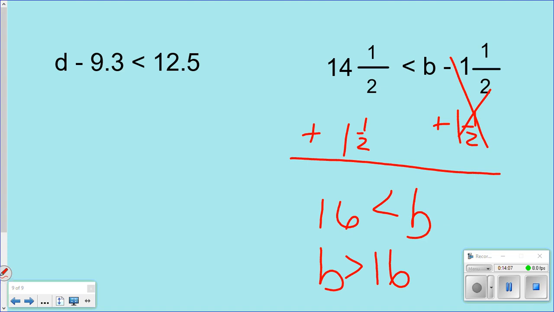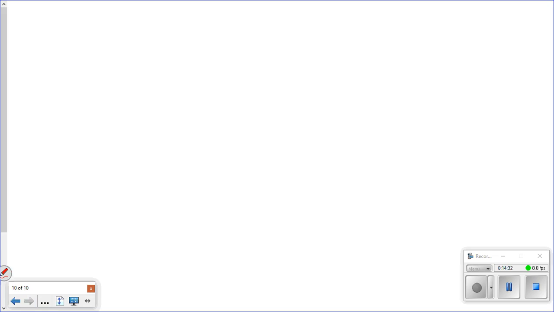Okay, I want you to try this one. Ready? Nine, 10, 11. So yours would look like this, Gabe. Okay. I want to do one that has a fraction included with it. So let's do negative 1/3 b is greater than 6.